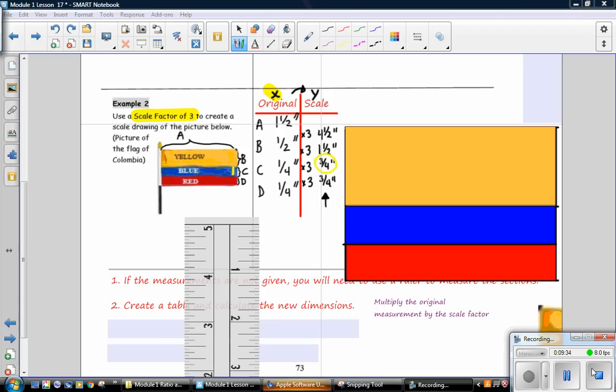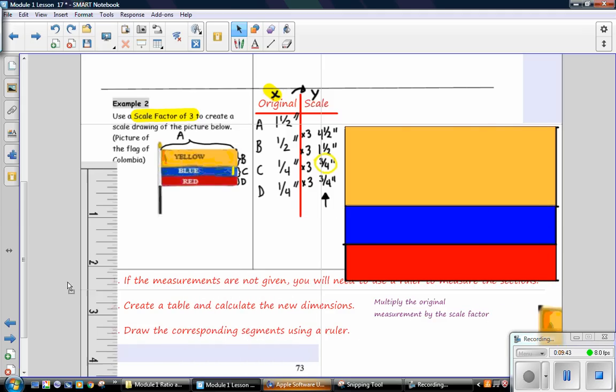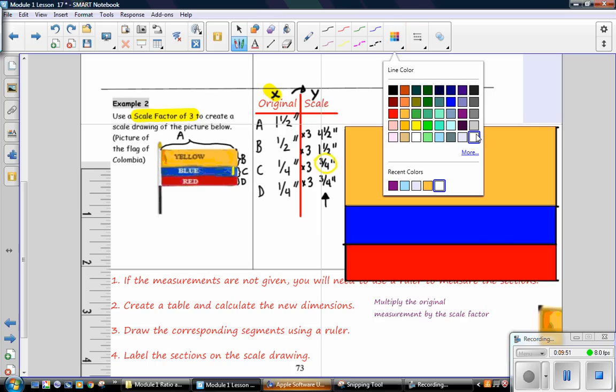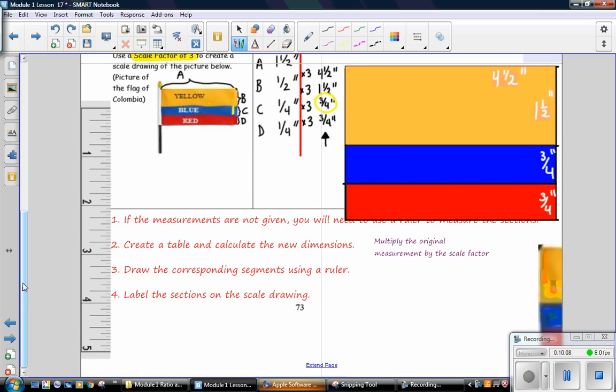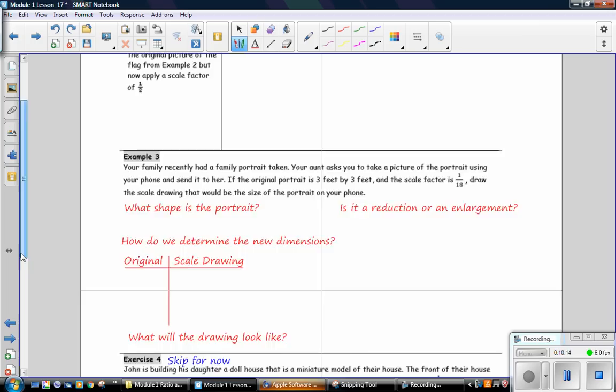So I finished coloring that in, and you will also want to draw the corresponding segments using a ruler, which is what we've just done, and label the sections on the scale drawings. So we'll take a pen and label those. Going across, this was 4.5 for A. It was 1.5 going down, 3/4 going down, and 3/4 going down. And these are all in inches. We'll skip exercise 2 for now, and we'll go down to example 3.